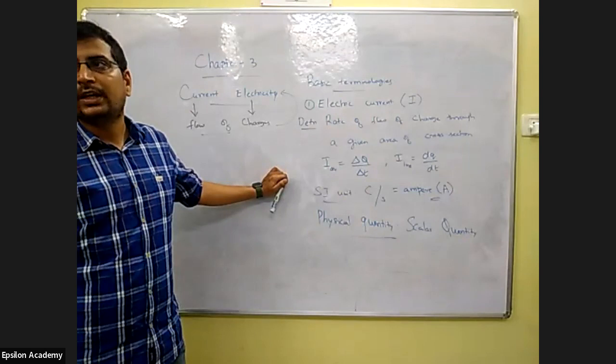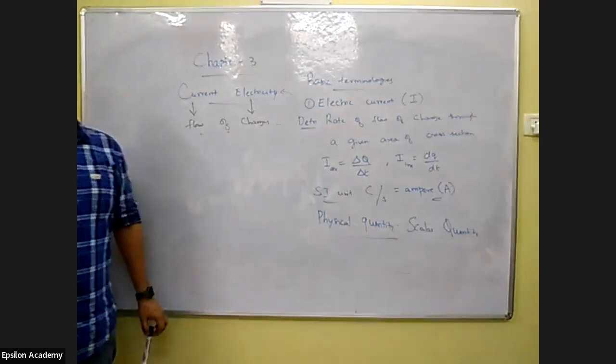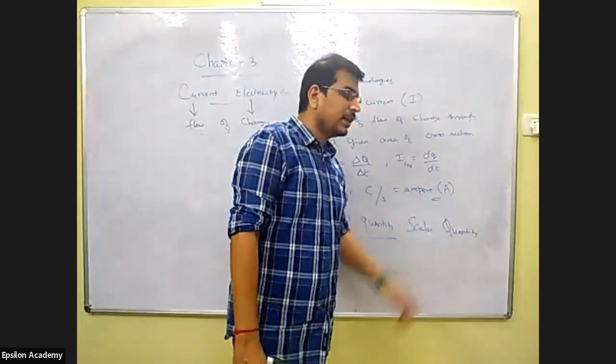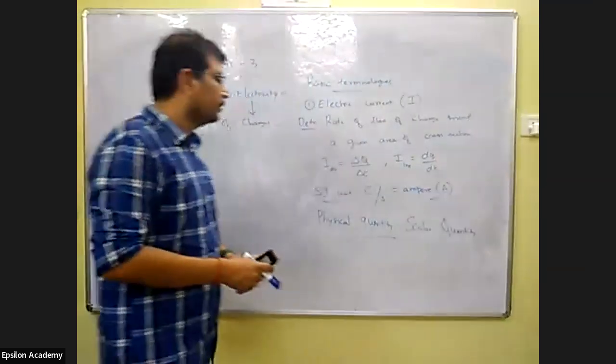It has magnitude and direction. It doesn't follow vector laws of motion. Right? So that is the reason why we still call it a scalar quantity. So are you able to understand?